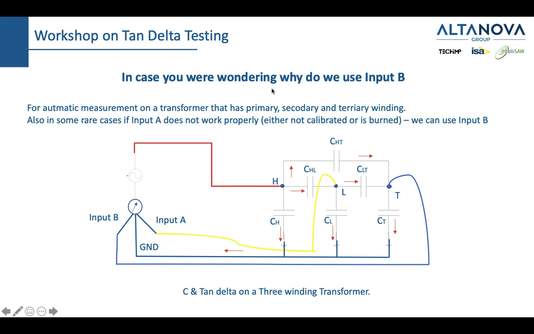In case you were wondering why do we use input B, we use it for automatic measurement on a transformer that has a primary, secondary, and tertiary winding. Also, in some rare cases, input B is just another input, and if input A doesn't work properly due to a miscalibration or maybe because it's burned, we can always use this input B. So we have a transformer with primary, secondary, and tertiary side. This is the equivalent scheme. And if we place our measurements here, we will measure a certain combination of these capacitances.